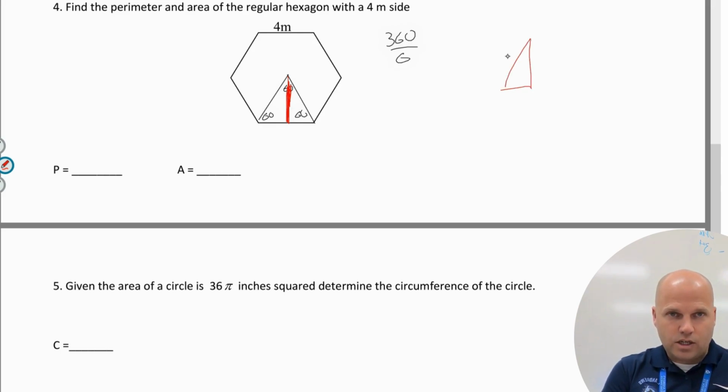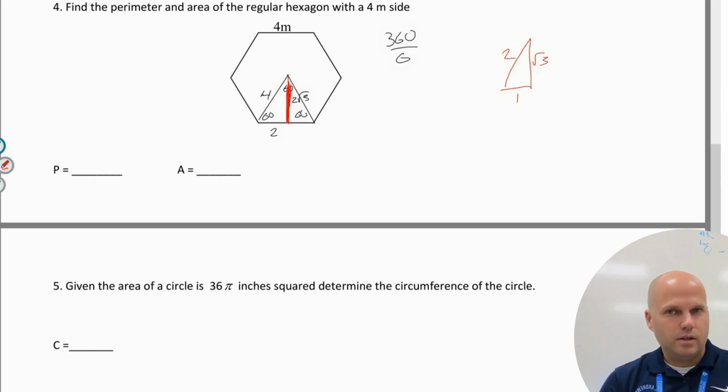And we know the side lengths of a 30, 60, 90 triangle are 1, √3, and 2. So we could scale this. If this is 4, this is 2. So I'm going to double everything. This would be 2 root 3. This would be 4. So what's great about the hexagon is the side length actually equals the radius length. It's not something you memorize, it's something you figure out.